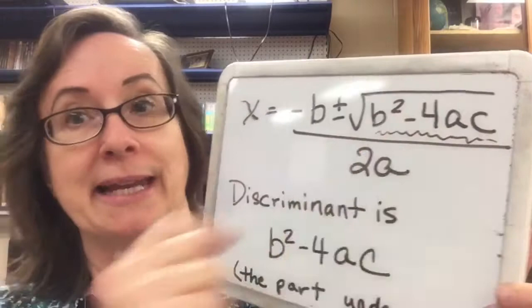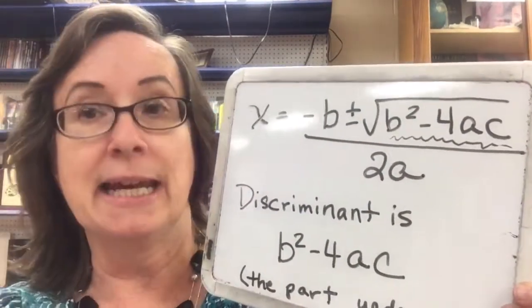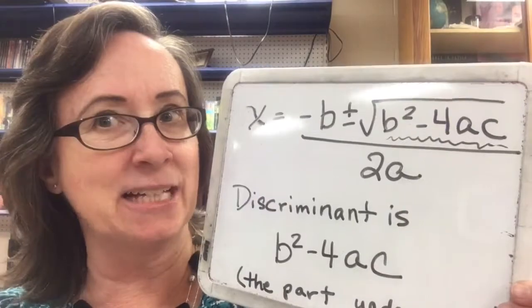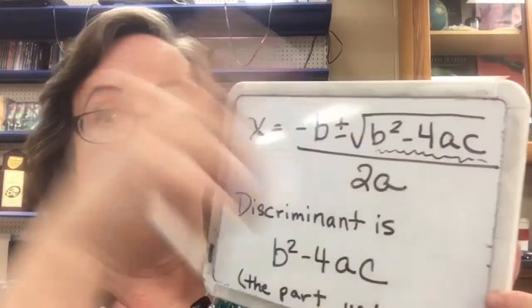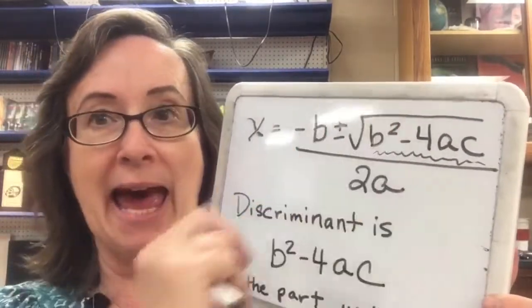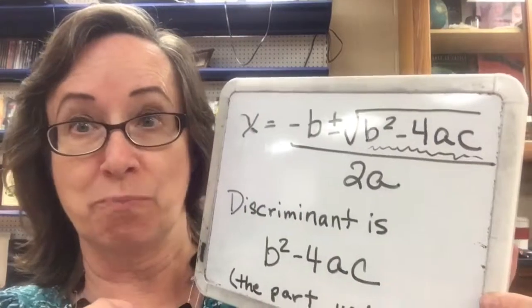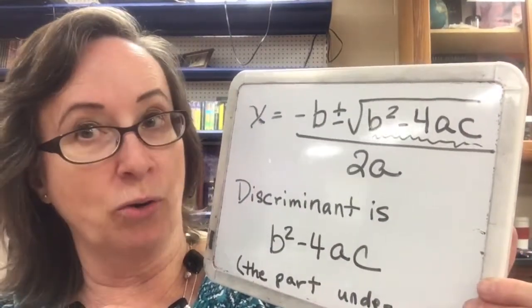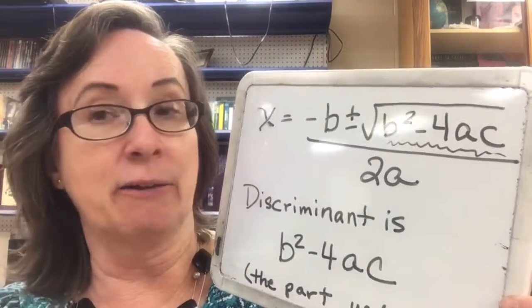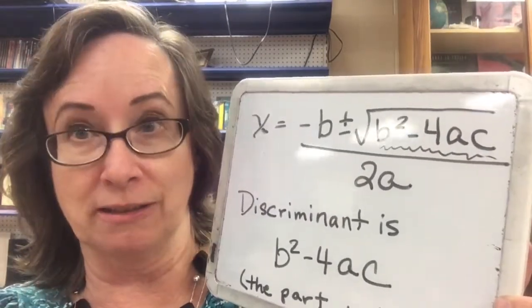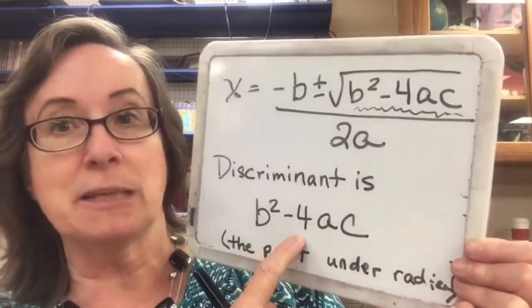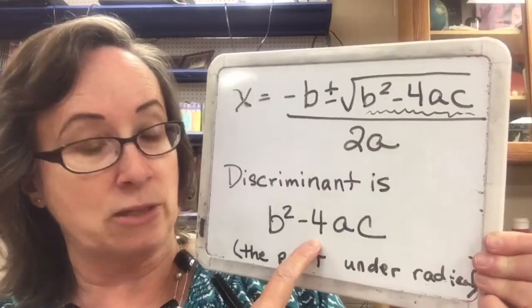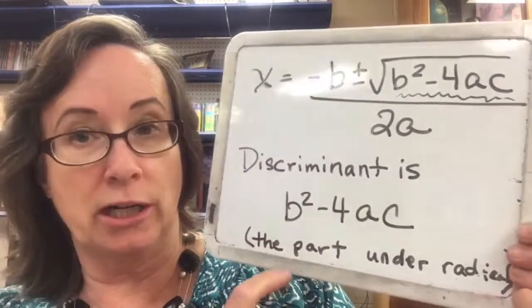If this part that is under the radical, the discriminant, is positive and a perfect square, then won't this entire thing come out of the perfect square and be able to add and subtract with whatever negative b is? Okay, so that would be not only a real solution, but a rational solution. So the discriminant is not the radical itself. It is the part that is underneath the radical. B squared minus 4ac, the part under the radical, is the discriminant.